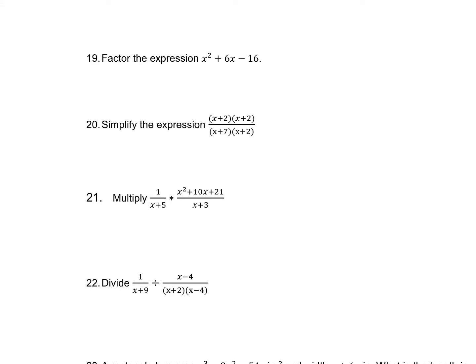Okay, on number 19, and this is our day 2, we're going to factor the expression x squared plus 6x minus 16. So remember, we did a t-chart. So negative 16 and 6.